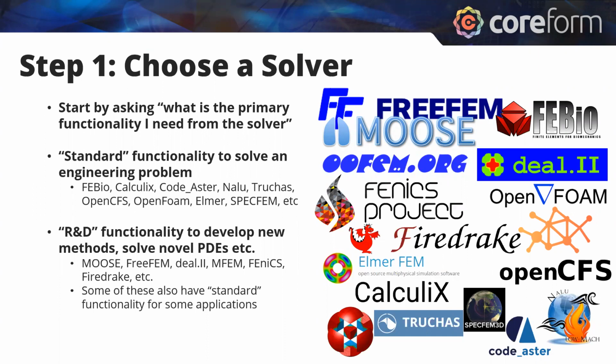Oftentimes you'll find out what solver you need based on other academics in your field and what your community is using. But I recommend actually having one code for each, because even though you're doing focused R&D, sometimes I just have problems that come up where I just need to solve the problem and solve it quick. And so I oftentimes would run with both, or a tool that provides both functionalities.